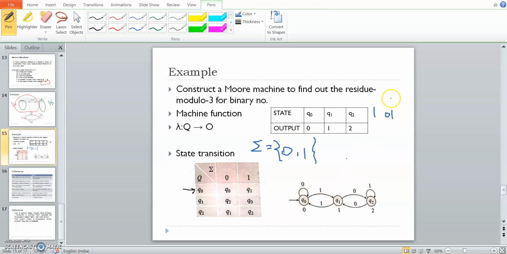Right? So initially nothing will be there. So 0 divided by 3 in decimal. If you do that in decimal, your remainder is 0. So you will be in the state Q0. On 1 divided by 3, the remainder will be 1. So I will be in the state Q1.